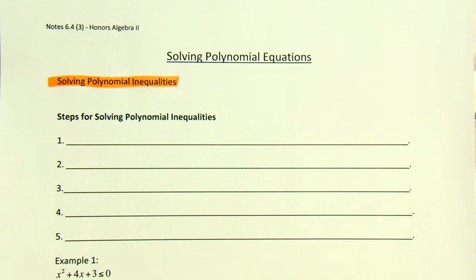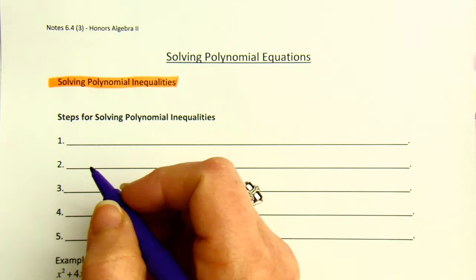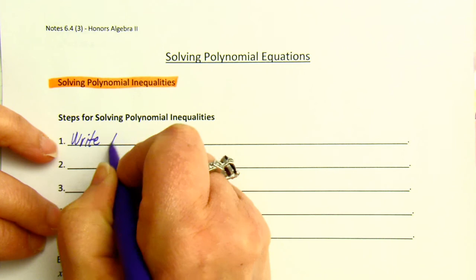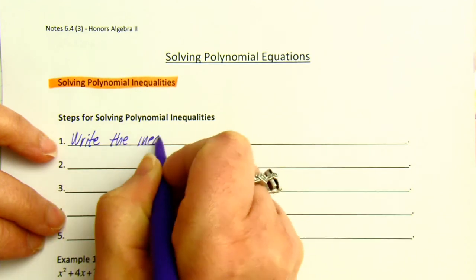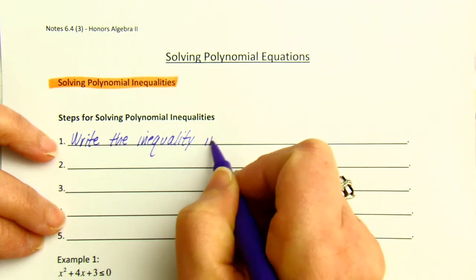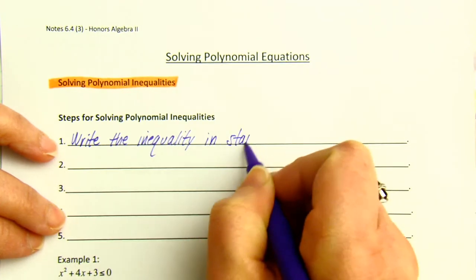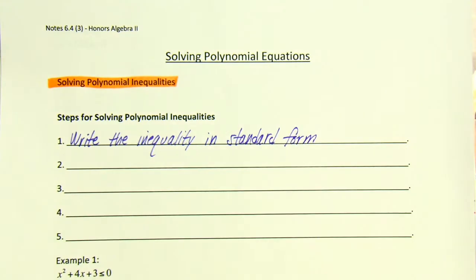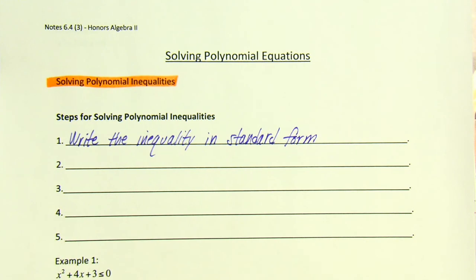So the steps are very much the same as when we did inequalities before. You have to write the inequality in standard form. Folks, this means we're going to take everything to one side. Got to have a 0 on the other side. And we're going to put it in order of descending powers of our exponents.